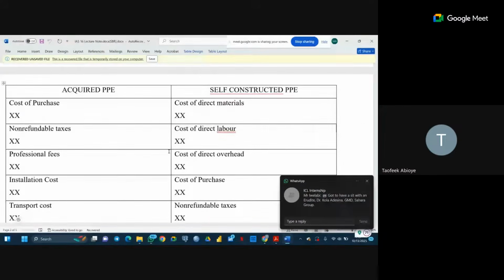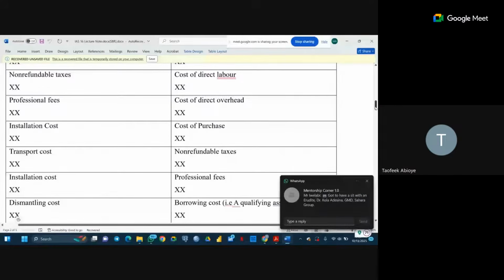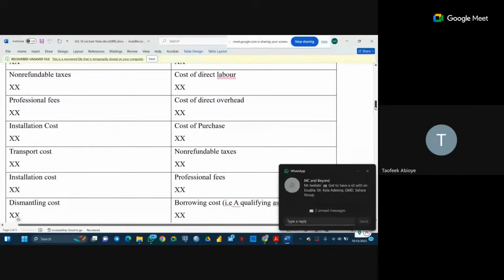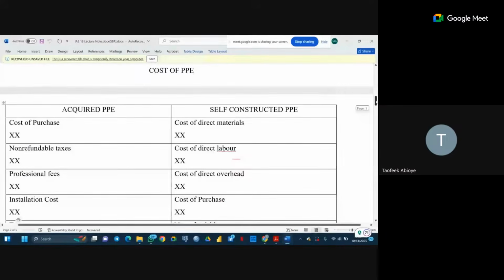We have installation costs. We have the transport cost, which is the cost incurred by the organization in moving the asset from the place of purchase to the place of usage. We also have installation cost. We also have dismantling cost and any other cost directly attributable. Let's take note of that. Directly attributable to the cost of the asset. So that is it for acquired assets.